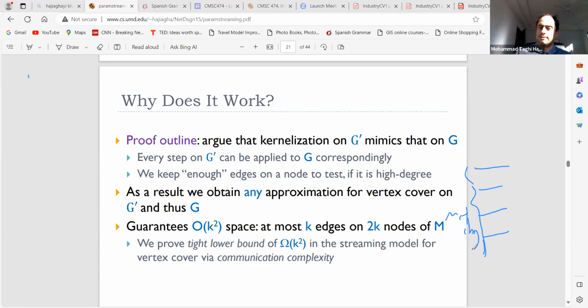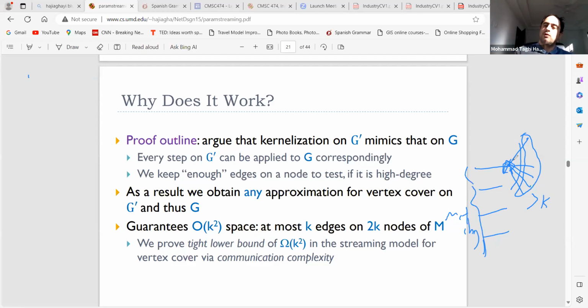But here, let's say we know k. Then the size of the matching cannot be more than k. And the degree of each of these vertices cannot be more than k. Why? Because if a vertex has more than k adjacent vertices, it means that this vertex for sure should be in the vertex cover. If this vertex is not there, then you need to cover all of these, and that would be k plus 1. So we know that this vertex should be in the vertex cover, so we can delete this vertex and all adjacent edges, and then continue.